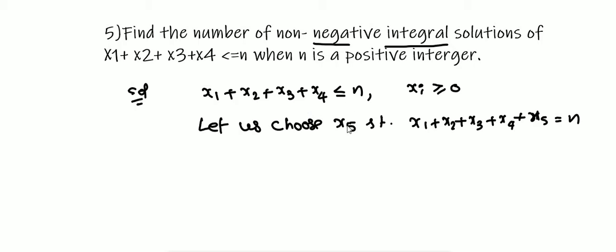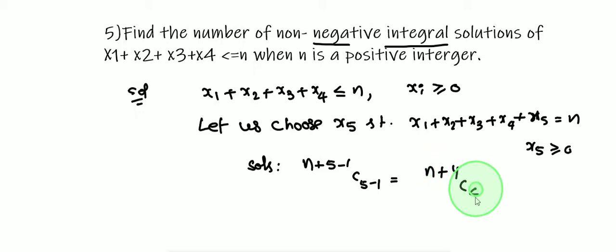Observe here, it is less than or equal to, and for some values it is equal to n. So x5 can take values from 0. When x5 is equal to 0, both are equal to n. Then it is nothing but non-negative integral solutions of this equation. So the answer is n plus 5 minus 1 C 5 minus 1. Observe, it's not positive integral, so it is non-negative integral solutions. That is nothing but n plus 4 C 4. So that is the model covered for less than or equal to.